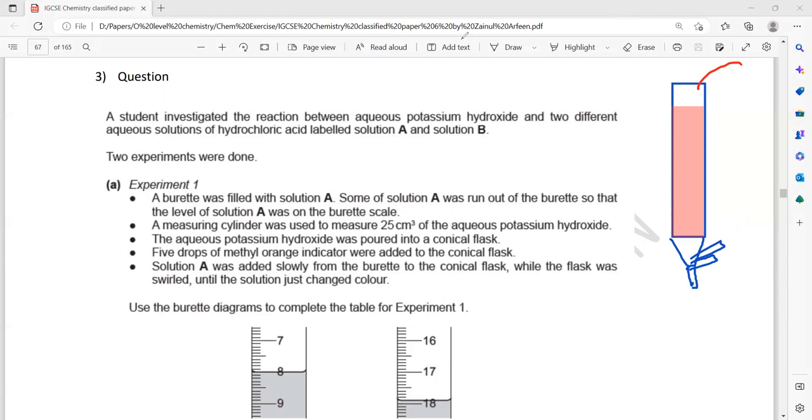So as a result, when there is trapped air, the volume of liquid which is present here won't be accurate. So how to remove this trapped air? We just run down the liquid, we open the tap so the liquid will flow out and all the air will be removed from it.